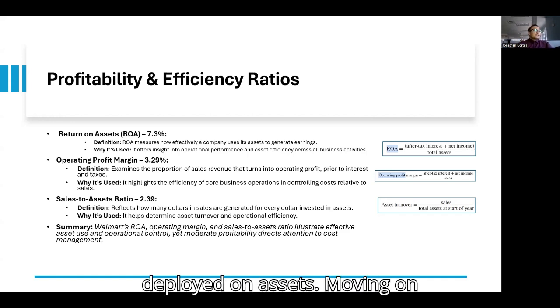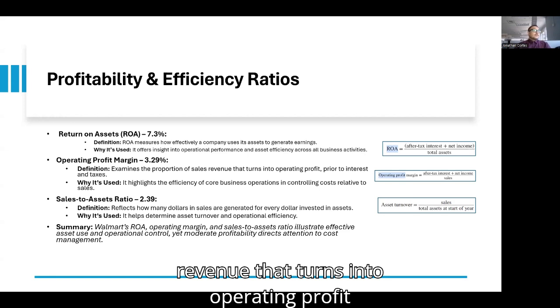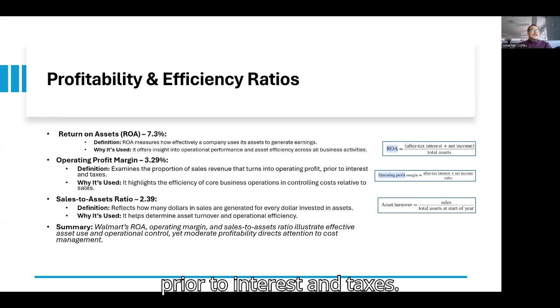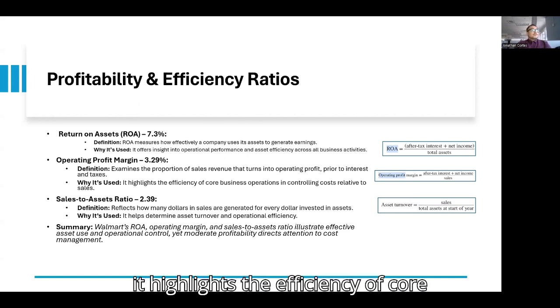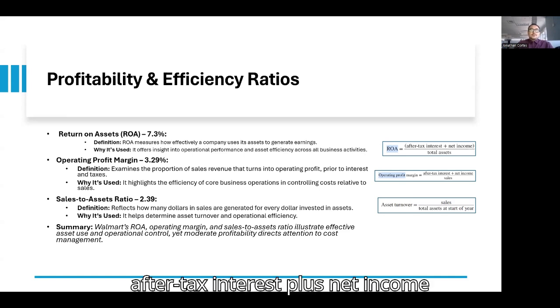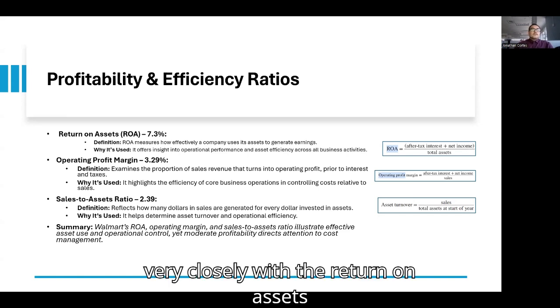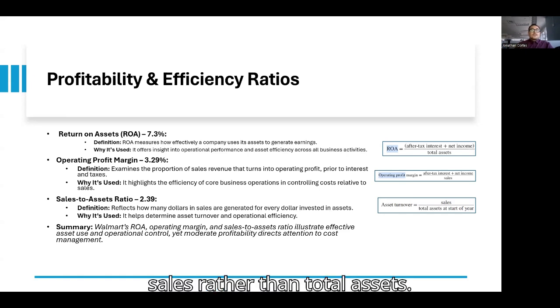Moving on to the second, operating profit margin ratio, this ratio examines the proportion of sales revenue that turns into operating profit prior to interest and taxes. The reason we use this ratio is because it highlights the efficiency of core business operations and in controlling costs relative to sales. According to our textbook, operating profit margin is calculated by taking after-tax interest plus net income divided by sales. It resembles the return on assets ratio very closely, except in this case, we divide over sales rather than total assets.